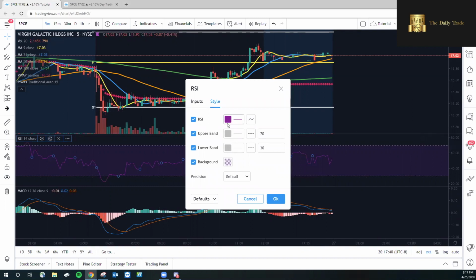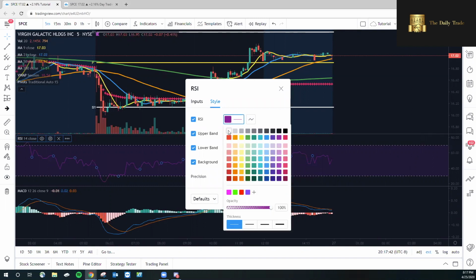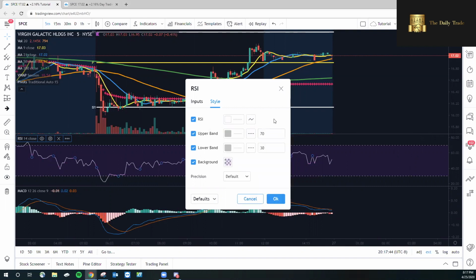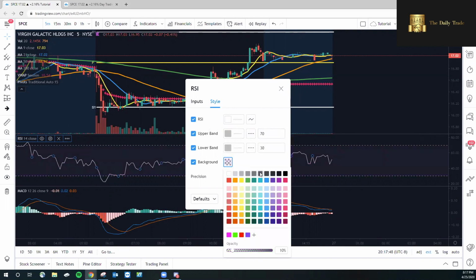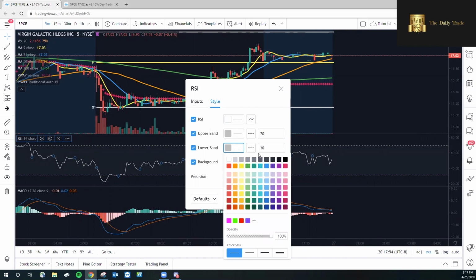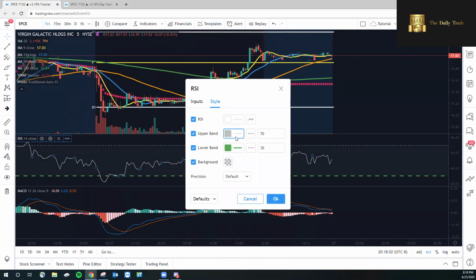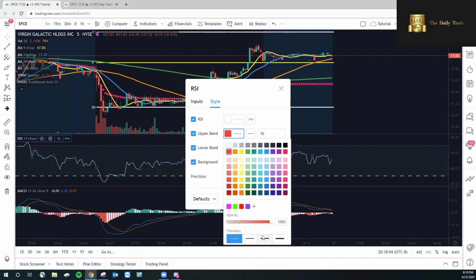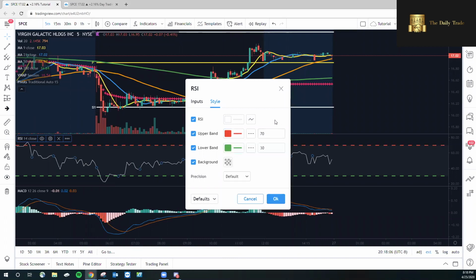What I like to do is get my RSI. I like to have it as a nice white color. And then the background, I usually like to have it as a gray. All right, and then the lower band, I'll keep it as a green, because that's your support area. Put it as a 3 again. Your upper band is going to be a red, because that's a huge area of resistance, and it's trying to tell you if you're overbought or oversold.